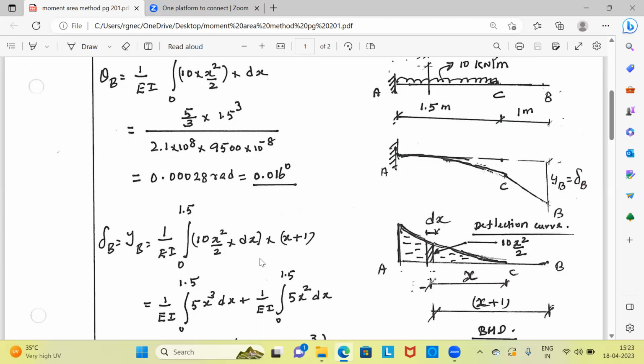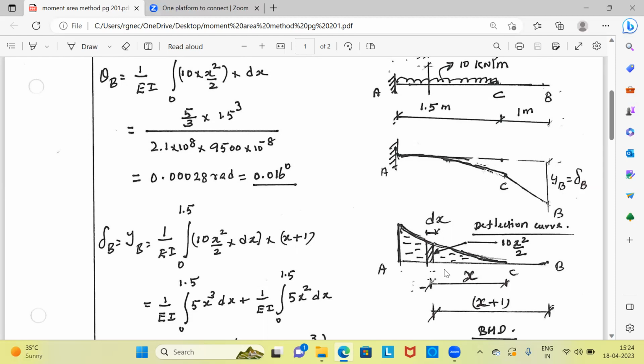What about the moment of the bending moment diagram? You have to multiply this by the distance. The distance should be taken with respect to the point where you are measuring the vertical intercept. Here you need delta B, which is equal to YB, the vertical intercept. Therefore, you take the distance with respect to the point B. From B to C, it is 1 meter. For the general expression, the distance is x.